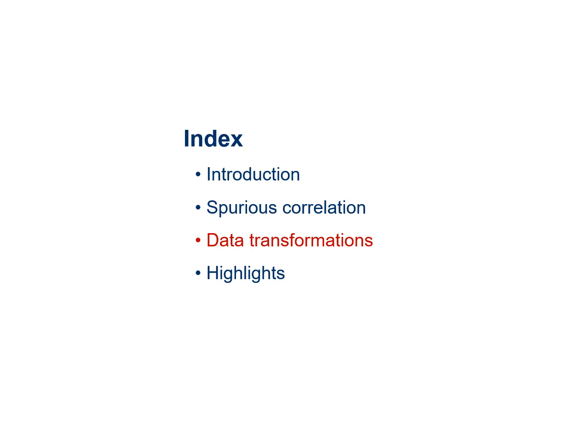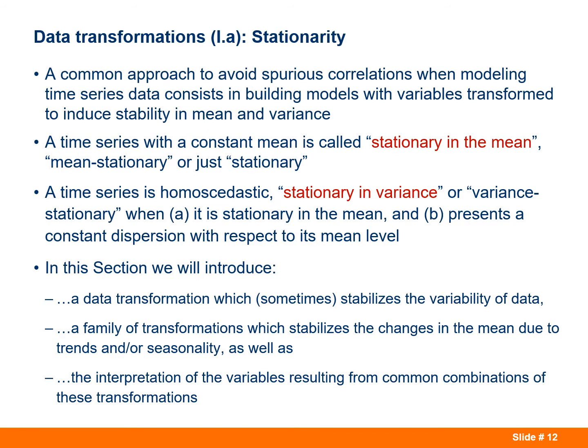Now let's speak about data transformations. As we will see, transforming the data in the regression model is useful to stabilize the variability of the data, also to adjust for any trend that the data may have, and also to adjust for seasonality. A common approach to avoid spurious correlation when modeling time series data consists in building models with variables transformed to induce stability in the mean and stability in the variance. A time series with a constant mean is called stationary in the mean, or just stationary.